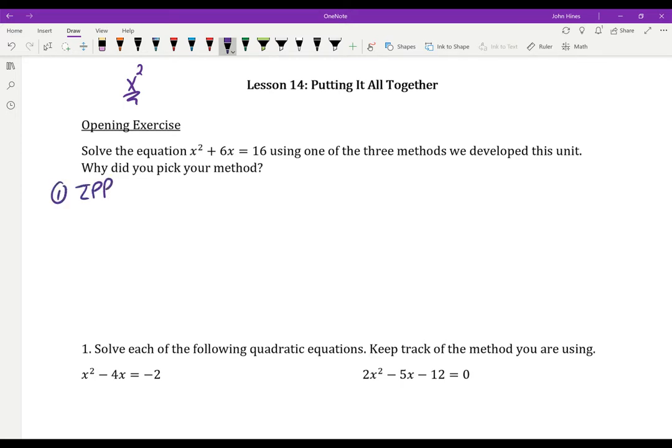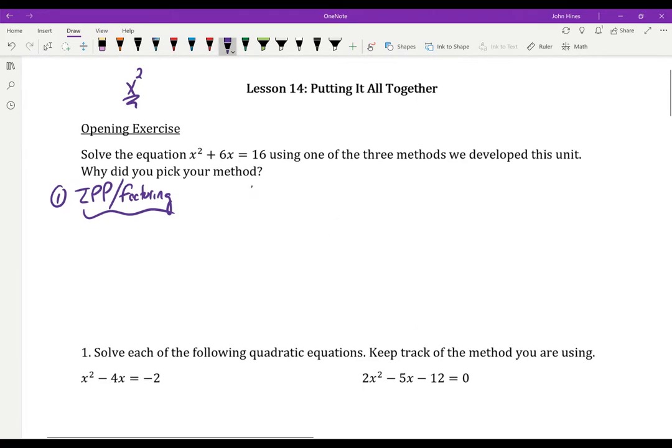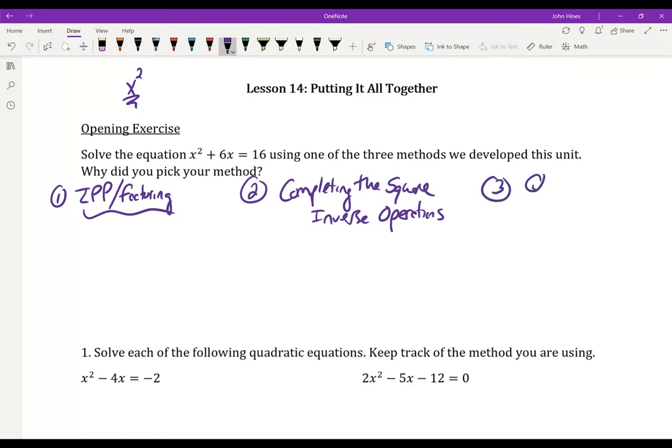The zero product property and factoring. That's the first method. The zero product property and factoring, that's one choice you have to solve the quadratics. We have completing the square, and that goes with inverse operations. And then the final method is what we just learned, the quadratic formula.